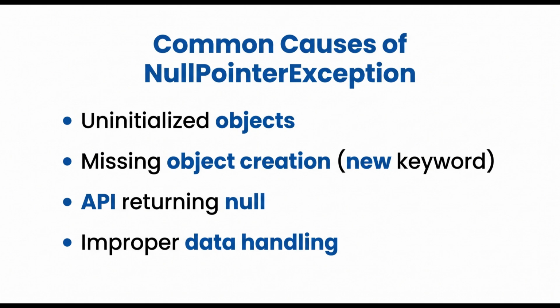So why does null pointer exception occur so often? There are several common causes. Some of the most frequent ones include uninitialized objects, forgetting to create objects with the new keyword, APIs returning null values, and improper handling of user or database data. Let's look at each of these causes one by one.